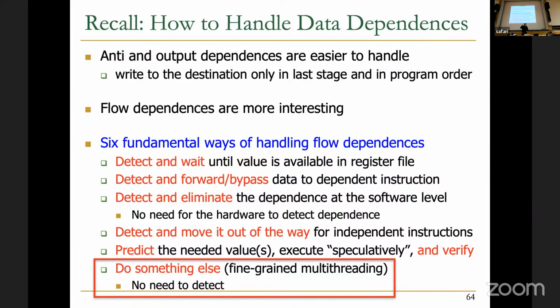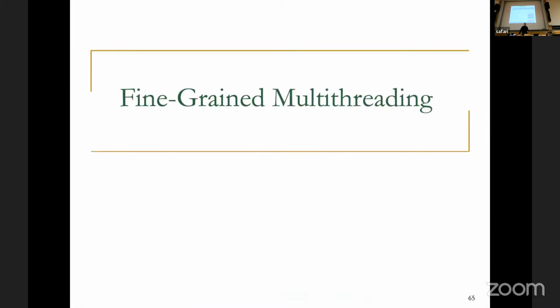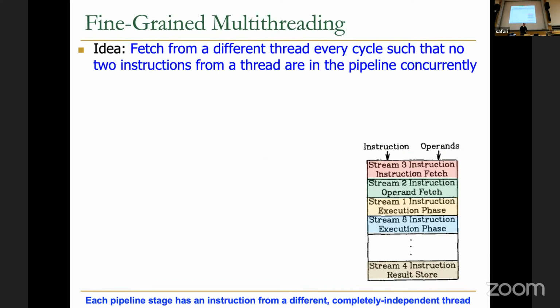Now let's quickly jump to something else, which is fine-grained multithreading, something that we use in GPU design, for example. So what is fine-grained multithreading? Basically, the idea is that we want to fetch from different threads every cycle, such that no two instructions from a thread are in the pipeline concurrently. That's the idea of fine-grained multithreading.